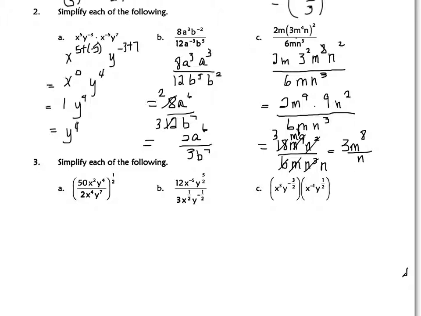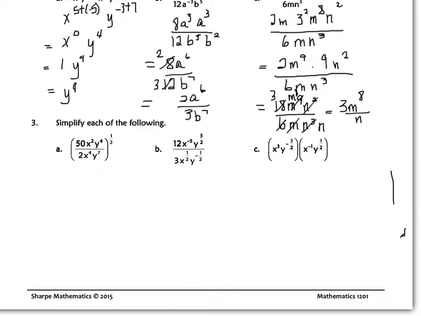All right, question number 3. Just move that up a little bit. Okay, question number 3. There's a couple of different things you could do here. I think in the first one here I'm going to simplify inside the brackets first, deal with that half outside later. So I'm looking at that and I'm just going to cancel. 2 goes into 50 25 times. Then the x squared can cancel out 2 of those x's in the bottom, leaving you with only an x squared in the bottom.